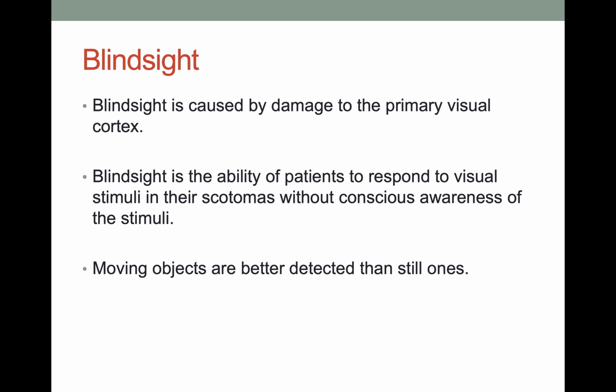Blindsight is something that we've come across before in our previous seminar sessions. Blindsight is caused by damage to the primary visual cortex. So, as we said in the previous slide, when the primary visual cortex is damaged, a person becomes blind in some portion of the visual field. Some individuals, however, can lose substantial areas of the primary visual cortex and yet show evidence of perceiving objects despite being cortically blind. This phenomenon is called blindsight. So blindsight is the ability of patients to respond to visual stimuli in their scotomas without conscious awareness of the stimuli.